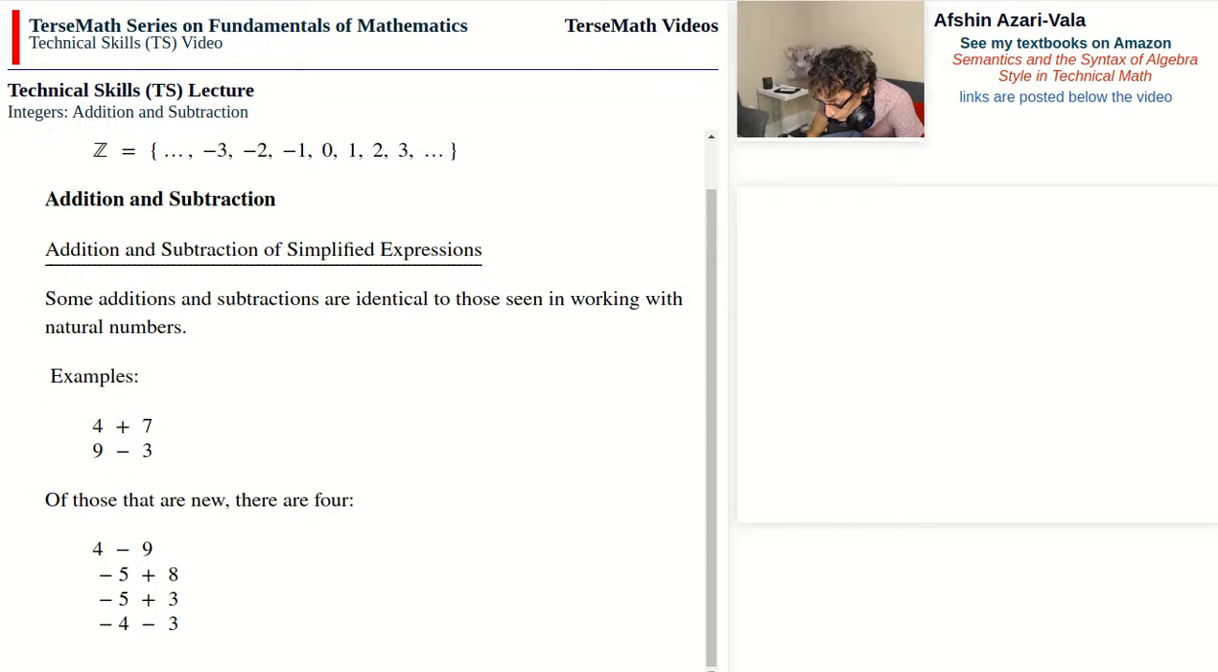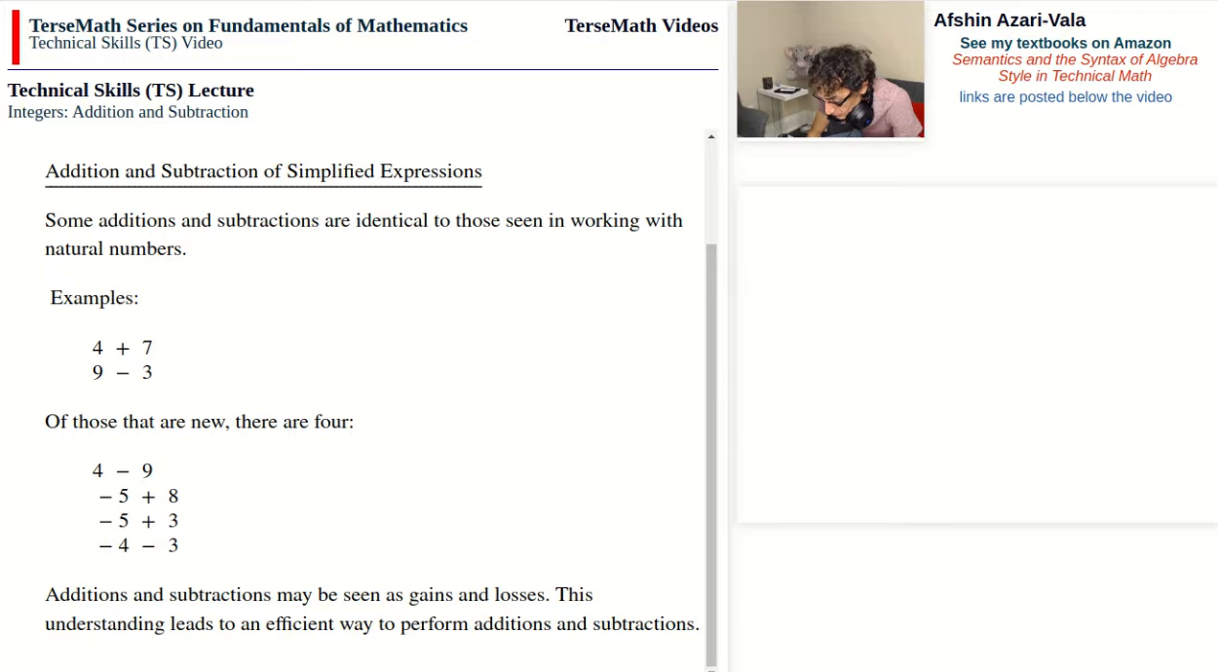Now, in pretty much all of these cases, we can think of additions and subtractions as gains and losses. And this kind of understanding leads to an efficient way to perform additions and subtractions. Let me give you an example of that.